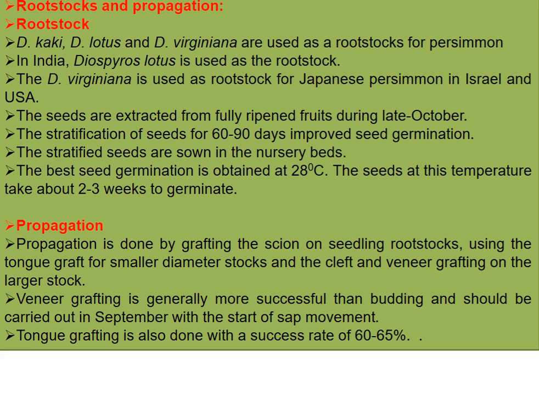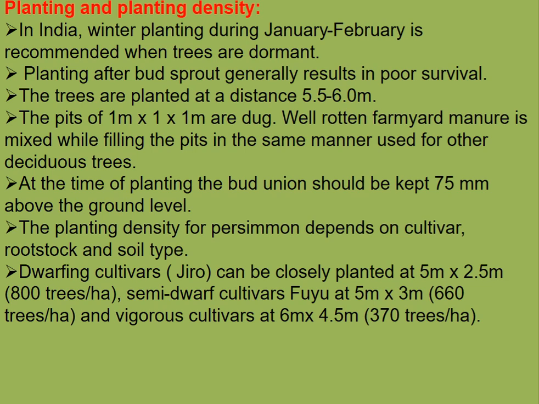Propagation. Propagation is done by grafting the scion on the seedling rootstock, using the tongue graft for smaller diameter stocks and the cleft and veneer grafting on the larger stock. Veneer grafting is generally more successful than budding and should be carried out in September with the start of sap movement. Tongue grafting is also done with a success rate of 60 to 65%.